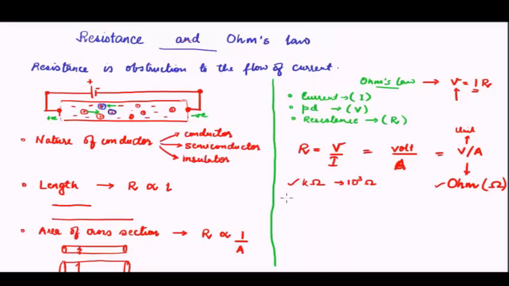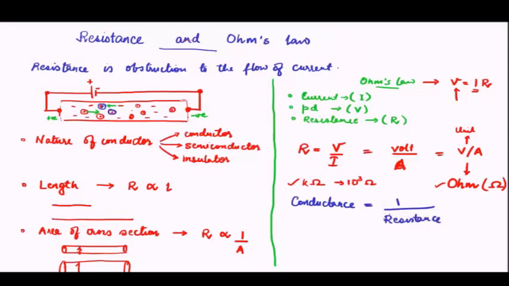Fine. So now we have seen what is resistance. We have seen Ohm's law and how potential correlates with resistance and current. Now let us understand another terminology which is known as conductance. What is conductance? Conductance is 1 upon resistance. So the reciprocal of resistance is known as conductance.